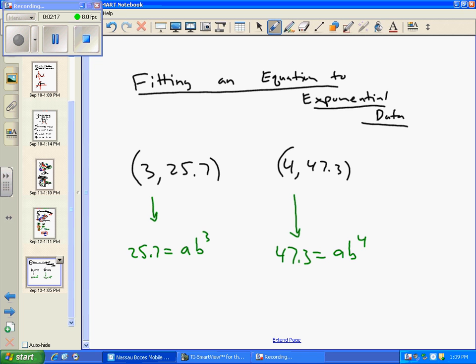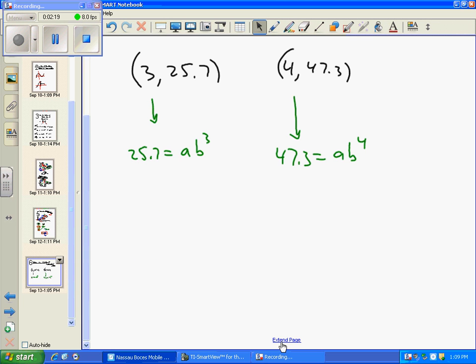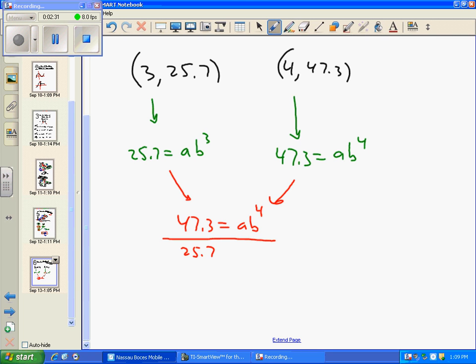So what can you do? And actually, this would be something new to you, I would think. You can take these two equations and you can divide them. So 47.3 equals ab to the fourth, and divide that whole equation by 25.7 equals ab to the third. And when you do this, it actually turns out pretty nice. The a's will divide out to 1. On the right side, you get b.